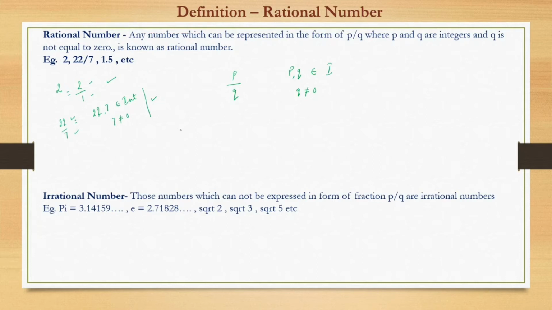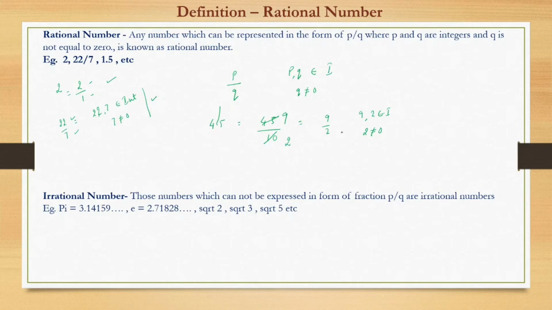Similarly, take another example of 4.5. Is it a rational number? Yes, because if I convert this decimal into a fraction, I hope you know how to convert. We just take off the decimal point, and for the denominator I write 1, and the same number of 0s as the number of digits after the decimal. So if I simplify this, it becomes 9 by 2. So 9 by 2 is a rational number because both 9 and 2 are integers and 2 is not equal to 0.